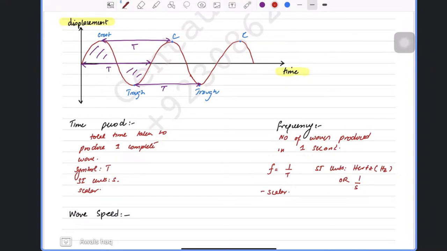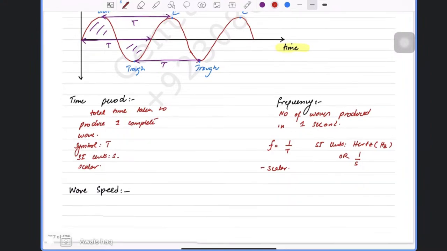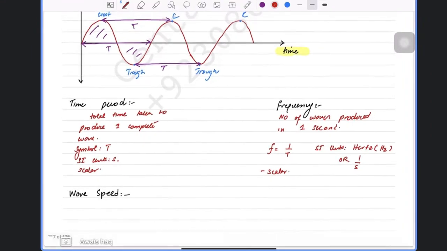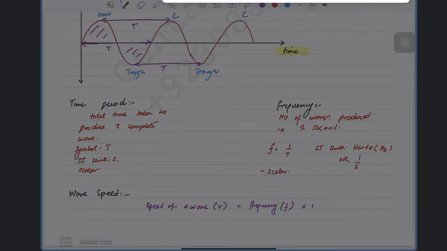Now, the last thing within the definition spectrum is the wave speed, which is basically just speed, and it has a formula. So the speed of a wave is written as V, and it is equal to the frequency f times the wavelength lambda.